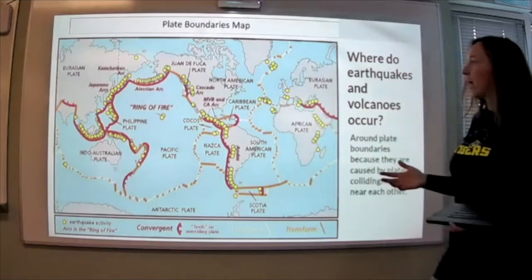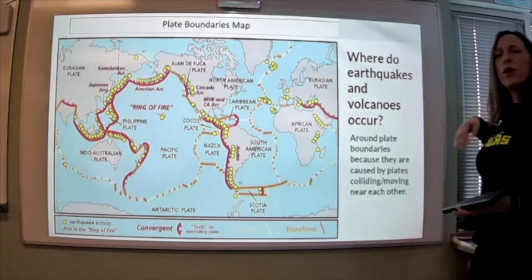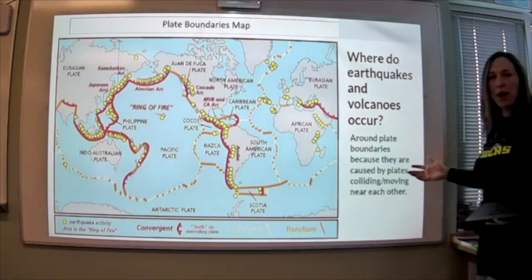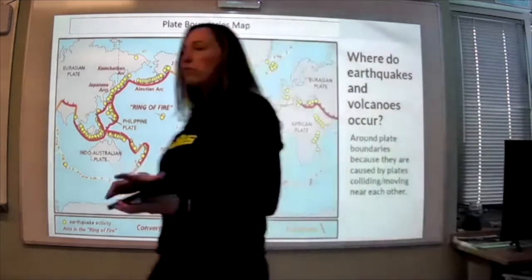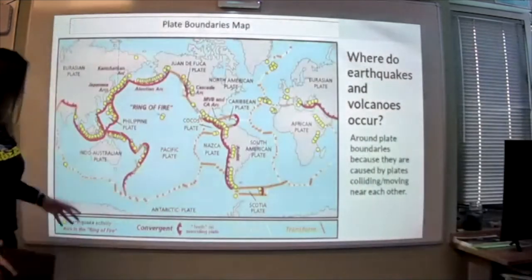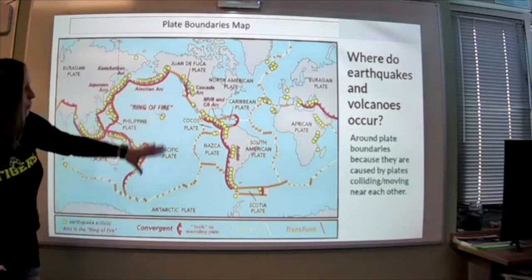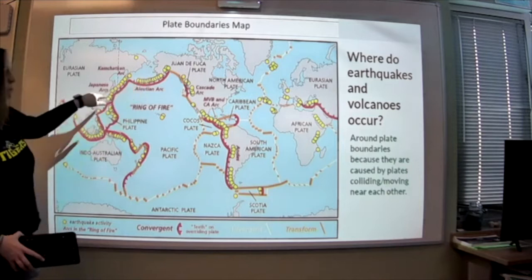these boundaries are located? So one of the questions on your study guide says, where do earthquakes and volcanoes occur? Well, they always occur around plate boundaries because they are caused by plates colliding and moving around each other. If you look at this map, we've got earthquake activity, these yellow dots, and they're all around our plate boundaries. Most of them are around these convergent boundaries.